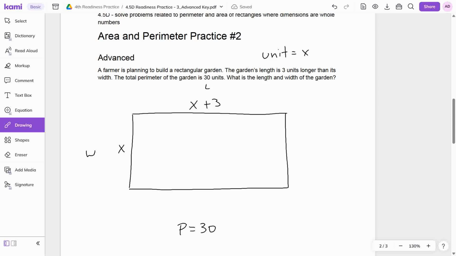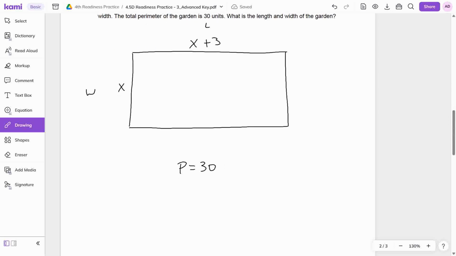So if the perimeter is going to equal 30, then we can actually use this information. Remember, my perimeter is also double the length plus double the width. Okay, so we have 30, that's my perimeter, equals double my length, which is X plus 3, plus double the width, which is just 2X.